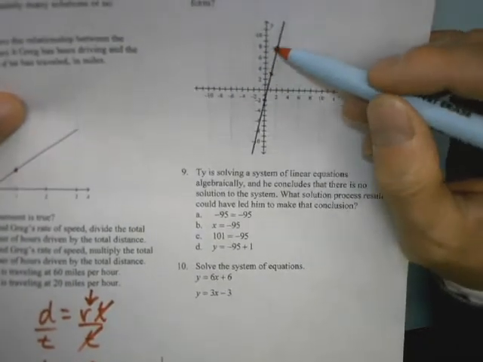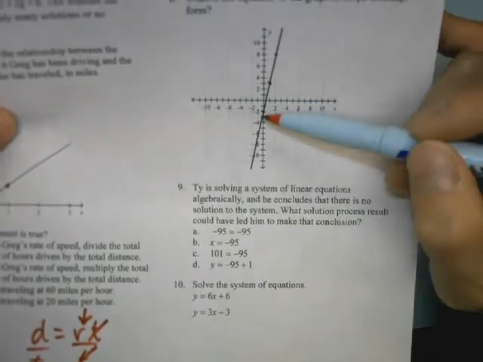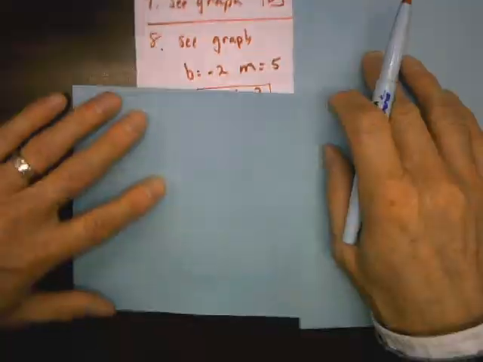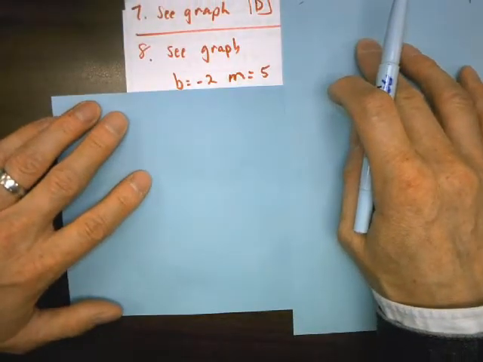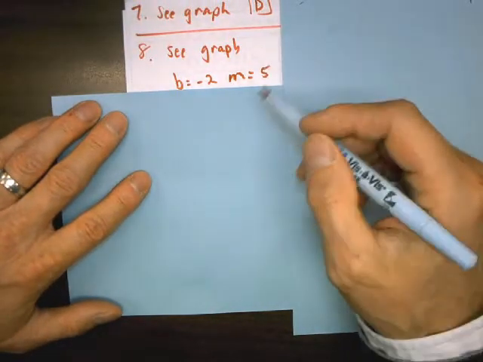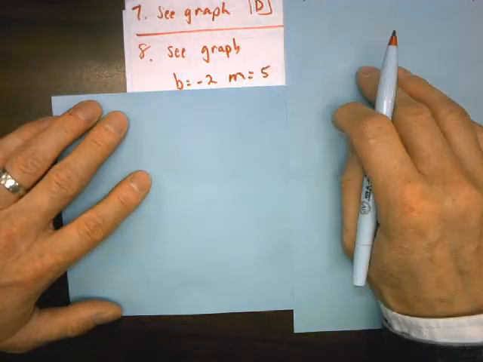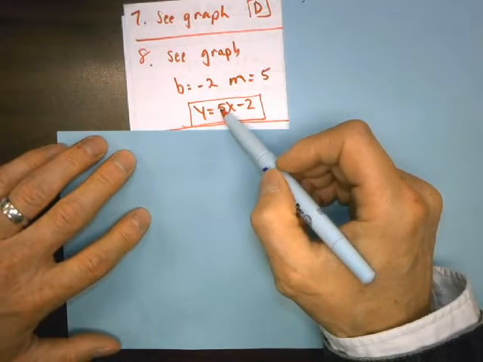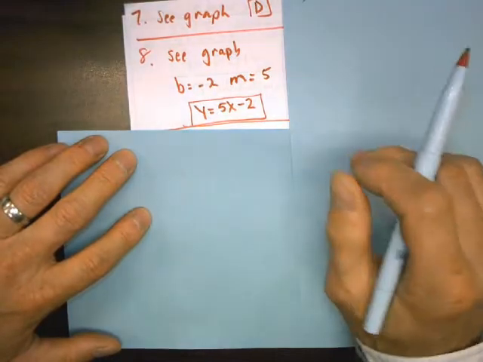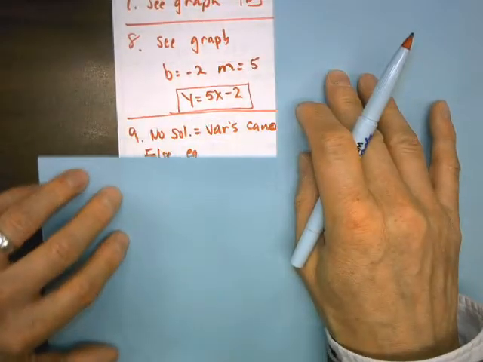Or I can go from this point up 5 over 1. Or I could even go from here up 10 over 2, because 10 over 2 also equals 5. It doesn't matter how I do it, I always get a slope of 5. So I just use my graph, I count it, I make sure to see whether it's a positive or a negative slope, and then I write my equation. Slope goes in front of x, y-intercept goes by itself, it's y equals mx plus b.